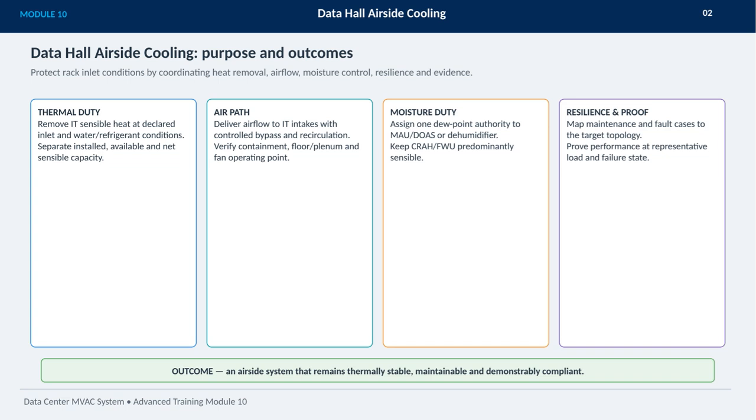Moisture duty involves assigning a single dew point authority to the makeup air unit, dedicated outdoor air system, or dehumidifier, while keeping the computer room air handler and fan wall units mainly handling sensible heat. Lastly, resilience and proof require mapping maintenance and fault scenarios to the target system topology and demonstrating that the system performs reliably under typical load and failure conditions. The outcome is an airside cooling system that stays thermally stable, maintainable, and demonstrably compliant with all performance requirements.